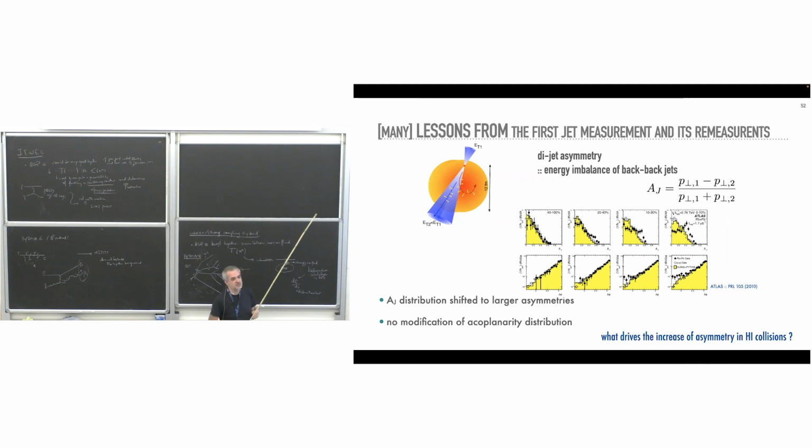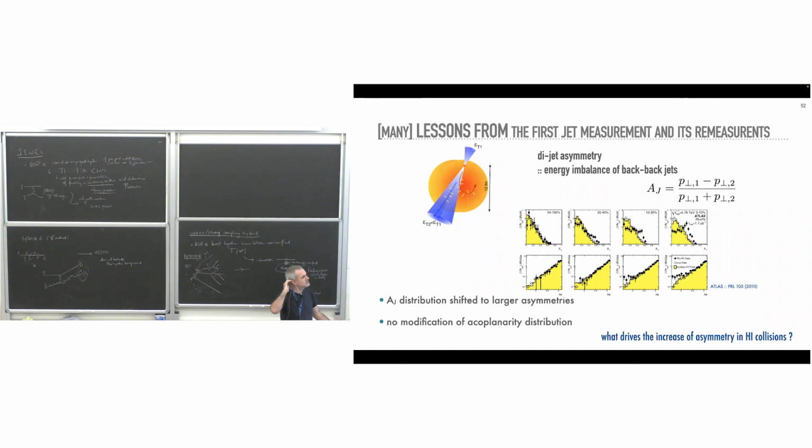And the observation was very clear. Don't pay attention to details of the curves. There's only two things that matter. For central heavy ion collisions, the asymmetry was shifted substantially. So this is PP, the open balls, okay? And the filled balls are lead. The distribution was shifted substantially to the right, so jet pairs were made more asymmetric, okay?